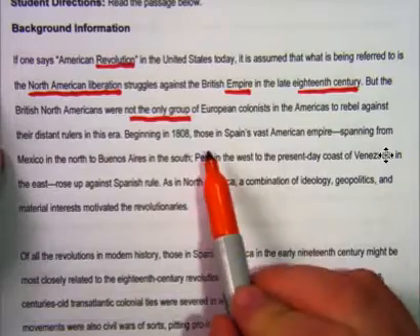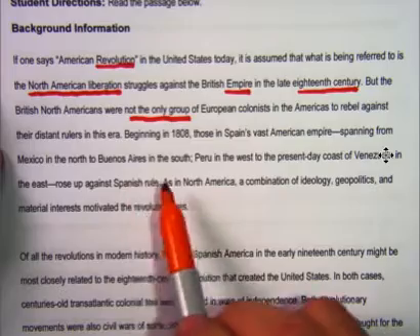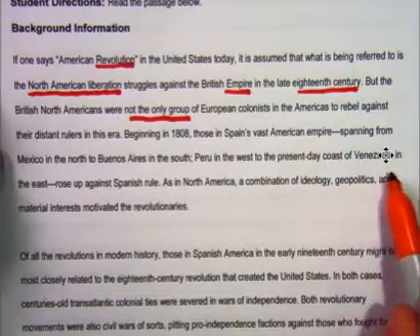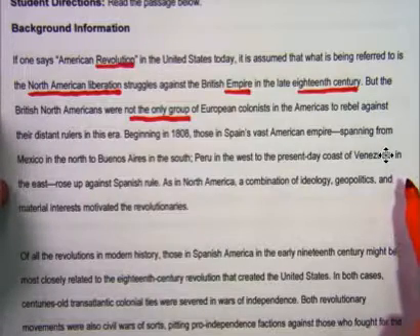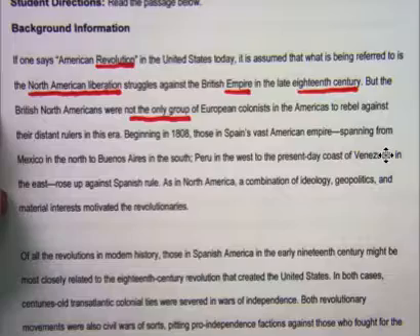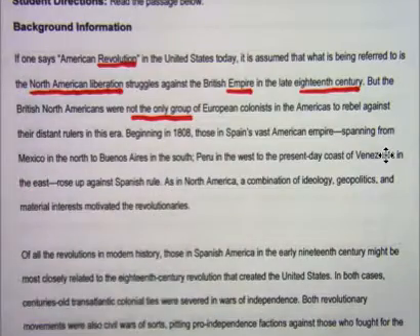Beginning in 1808, those in Spain's vast American empire, spanning from Mexico in the north to Buenos Aires in the south, Peru in the west, to the present-day coast of Venezuela in the east, rose up against Spanish rule. As in North America, a combination of ideology, geopolitics, and material interests motivated the revolutionaries. All right.